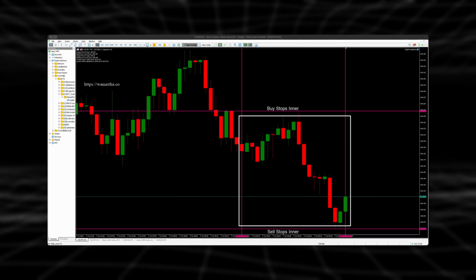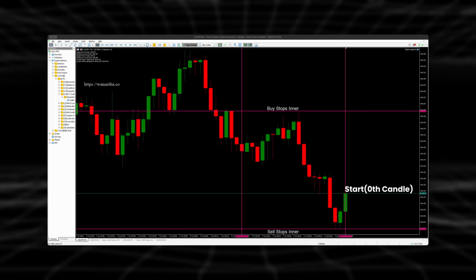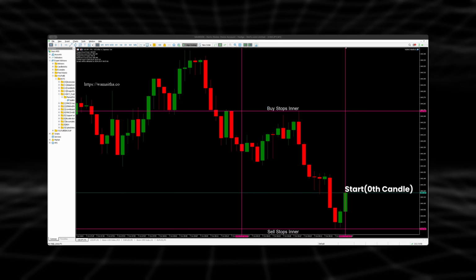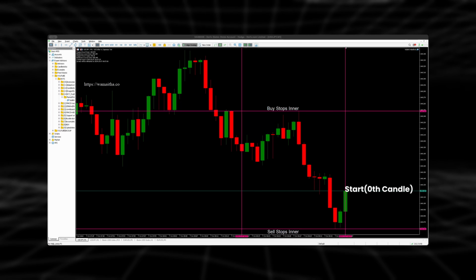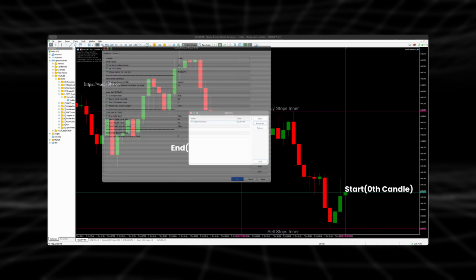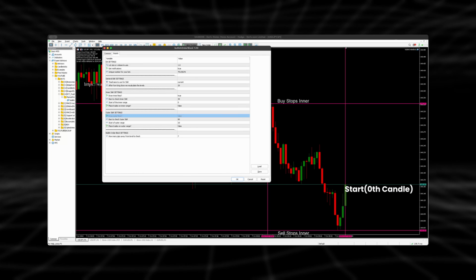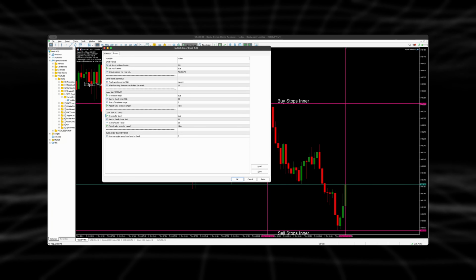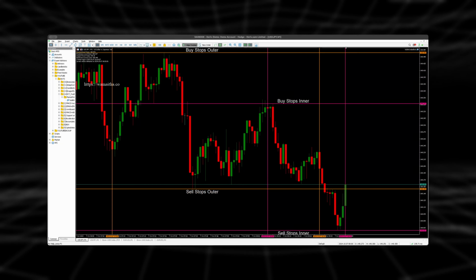The values are adjustable. The candle that is currently forming is considered the 0th candle, and we count from right to left. So if we wanted this range to go back 30 candles, we can change that here. If we now turn on the outer range, you can change the start point to a different start value. Here I have used 10, then we go back 80 bars from the start, which gives us this orange range.